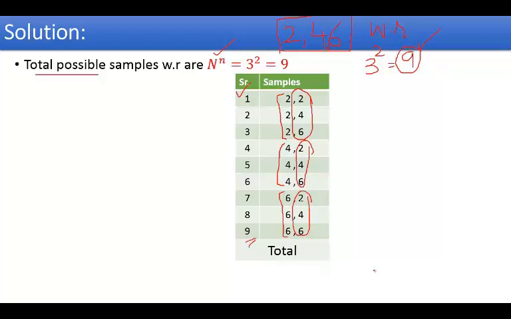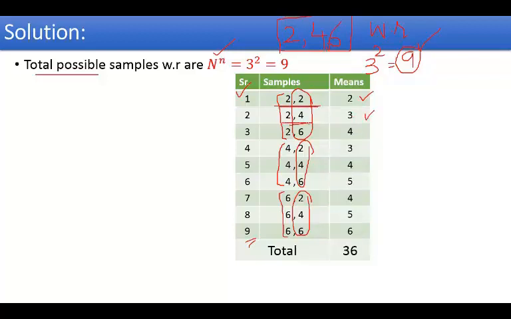The second step is to take the mean of all those samples. For example, this 2 is the mean of these two numbers, 2 and 2. Then the mean of 2 and 4, and then the mean of 2 and 6. So in the second column here, these are basically the means of all samples. Now we have a column of means, which is basically the arithmetic mean of all possible samples. So they are 9, and if we sum this, the answer is 36.